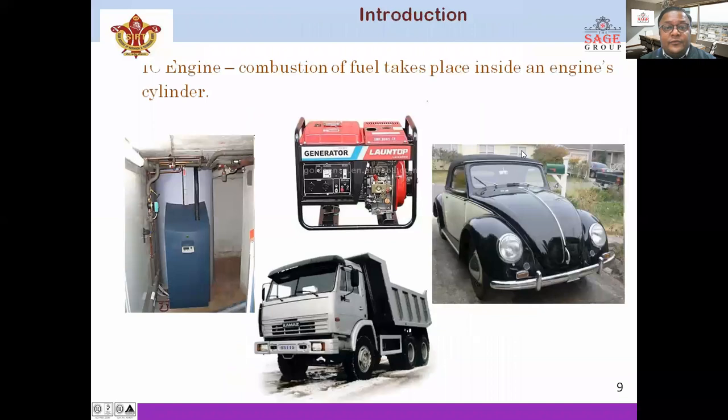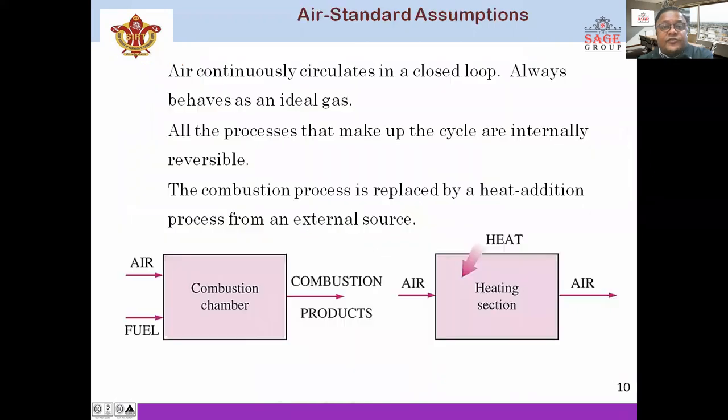Move to the next slide. This is the example where the combustion of the fuel takes place inside the engine cylinder. It is called the IC engine, the air standard engine. Before going to the derivation for the Otto cycle, we take some standard assumptions.